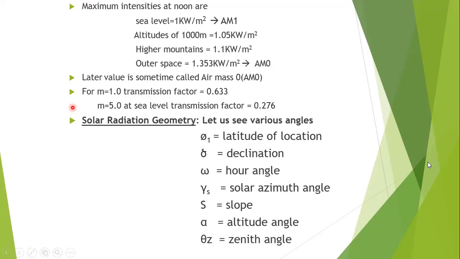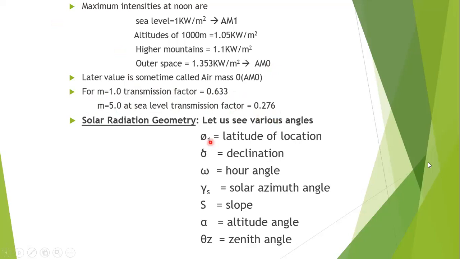So we have now discussed the transmission factor. What is the transmission factor? It is the area under the lower curve divided by the area under the upper curve. For m equal to 1.0, the transmission factor is 0.633, and for m equal to 5 at sea level, the transmission is 0.276.